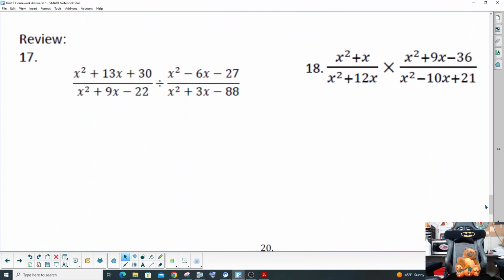Here we go, reviewing. So we're going to be reviewing, so we're going to be factoring and canceling stuff out. So don't forget the division becomes multiplication. Remember, it's keep, change, flip, right? Keep, change, flip, A-N-G. So keep, change, flip, and factor. Don't forget to factor, lots of factoring. Canceling stuff out, listing your exclusions.